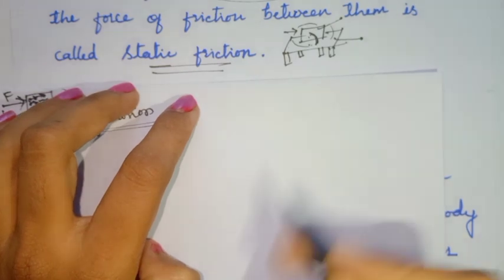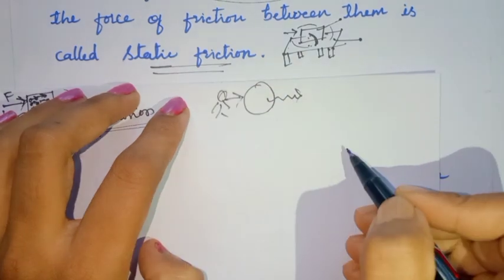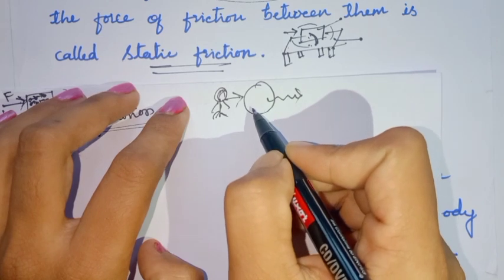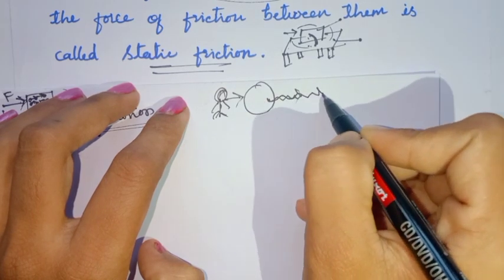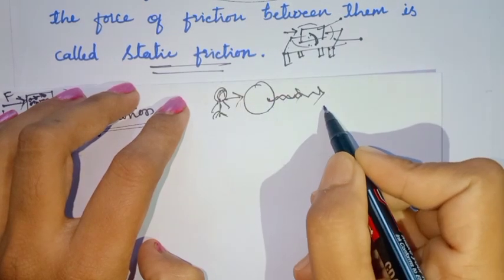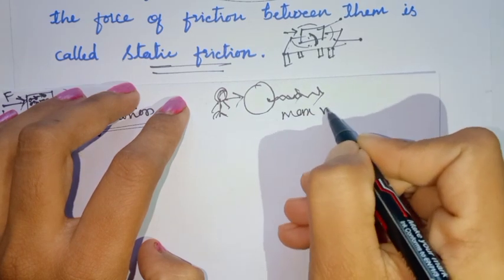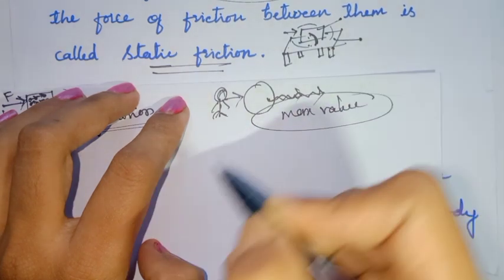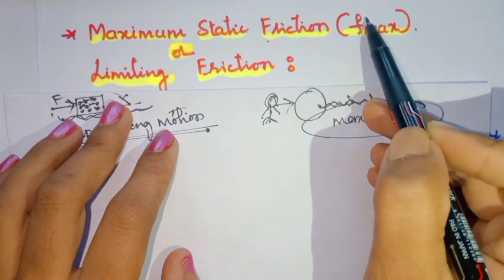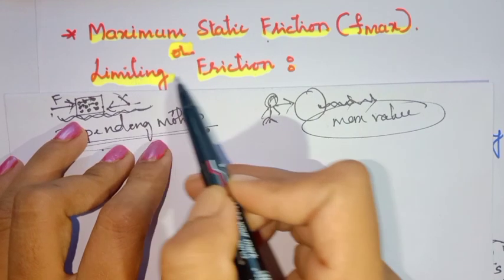As we have seen in the animation, the object was not coming into motion, though the boy applied a certain force on this object. Then after a certain point the object will come into motion. When is it coming into motion? After reaching the maximum value. This maximum value we call the maximum static friction, which is denoted by F suffix max, or this kind of friction is also called limiting friction.